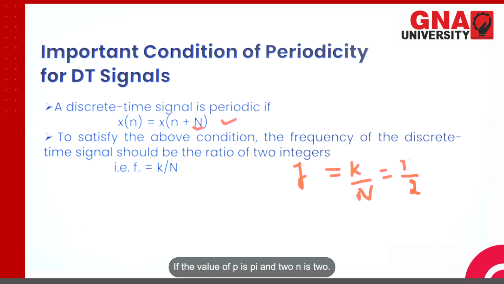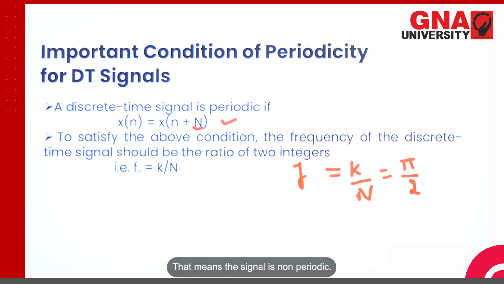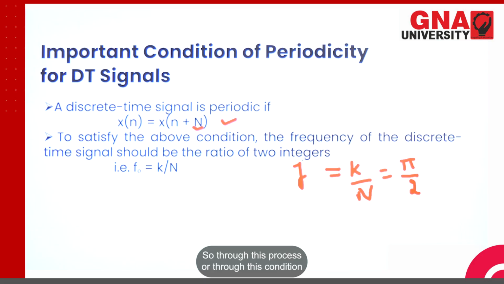If the value of k is pi and N is 2, now pi is not an integer, so the ratio is irrational, that means the signal is non-periodic. So through this condition, we can check whether the signal is periodic or non-periodic. Numericals related to these we will cover in the next lecture.